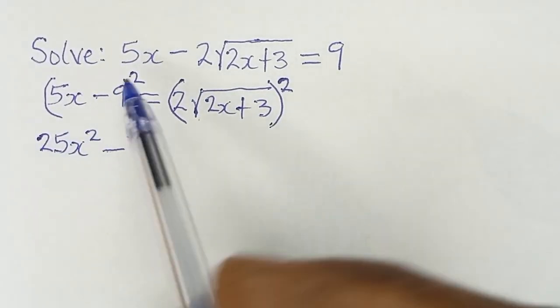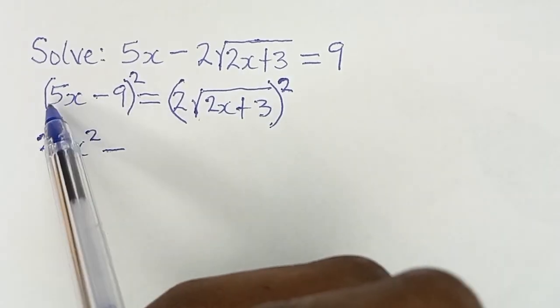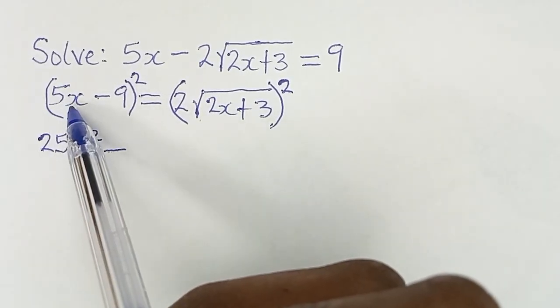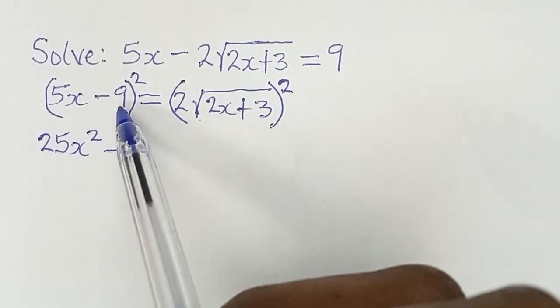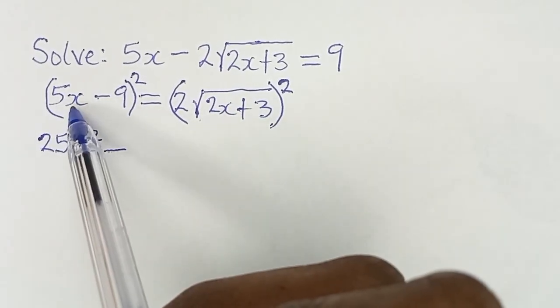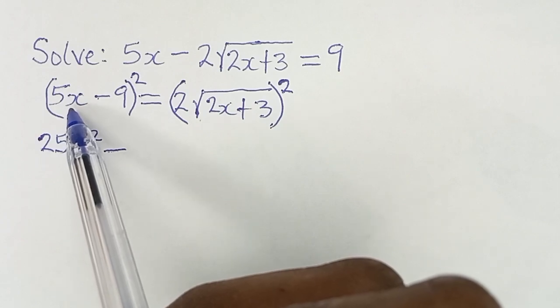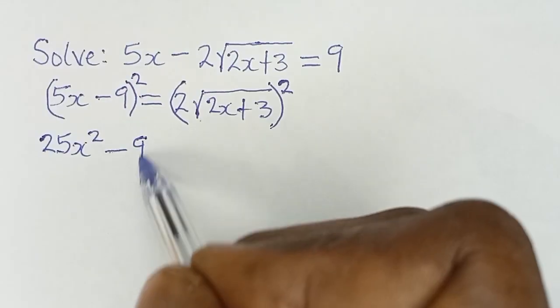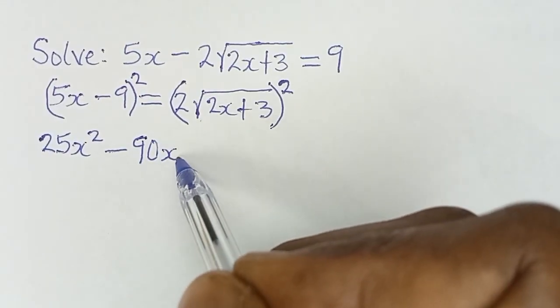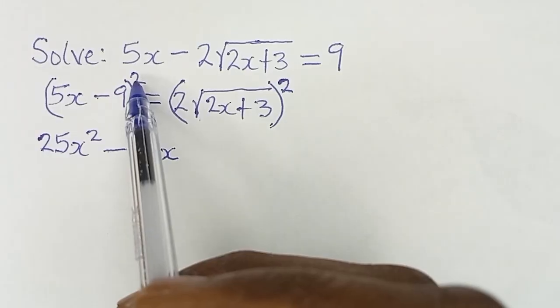And then the next thing to do, listen carefully, the next thing to do is to multiply 9 and 5x. And then whatever you get, you multiply it by 2. So 9 multiplied by 5x will give us 45x. Multiplying 45x by 2 will give us 90x. Hope you got this short method of expanding bracket like this.